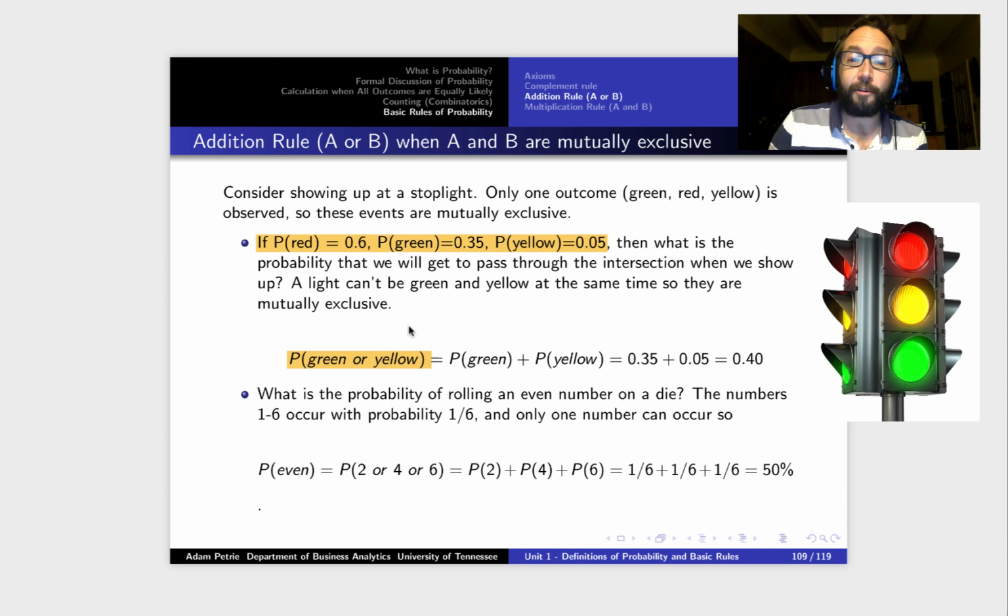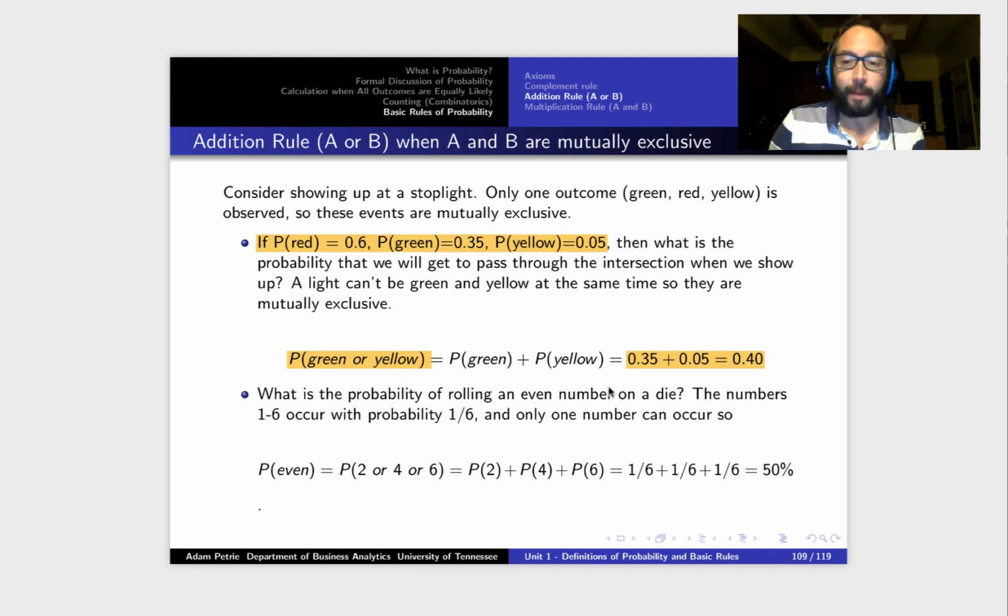Well, these 3 outcomes, red, green, and yellow, are mutually exclusive. The light's only going to be one color. So in this case, since I can't have green and yellow simultaneously, getting the probability that it's green or yellow, and therefore the probability I can pass through the light, works out to be the straight up addition of the 2 component probabilities, or 40%.